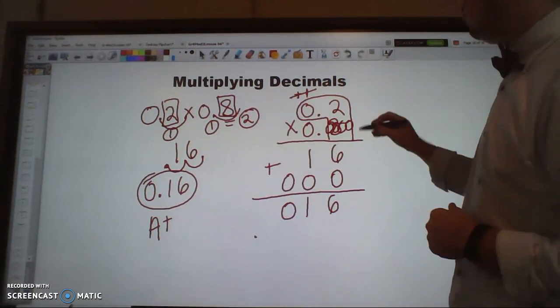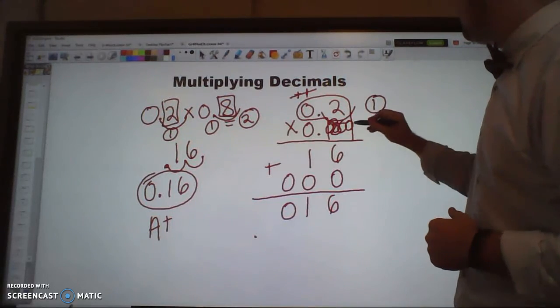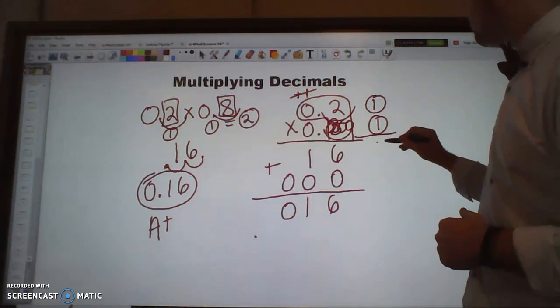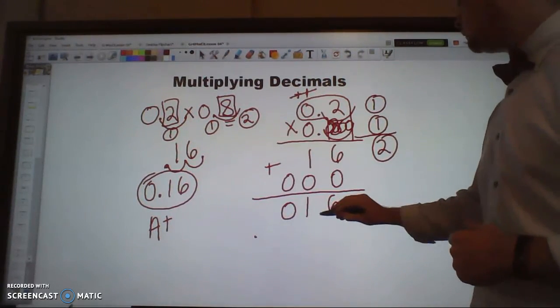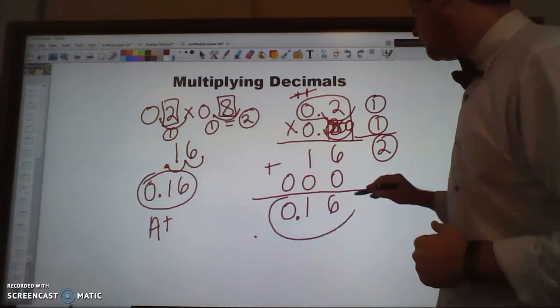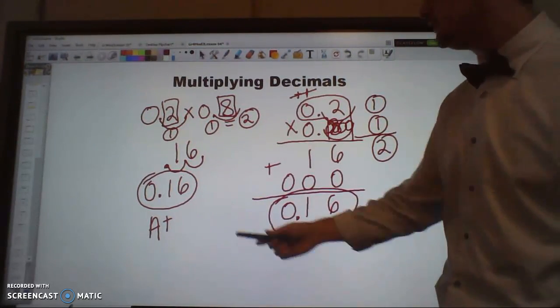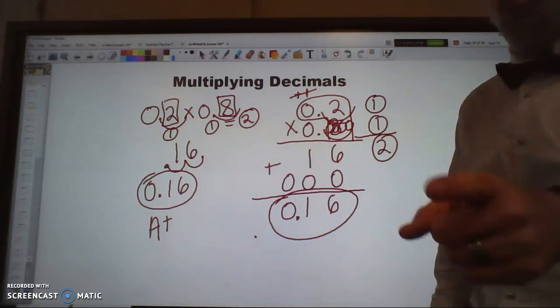So let's check our loop. 1 loop here. 1 loop here. It's a total of 2 loops. 1, 2. 16 hundredths, 16 hundredths.